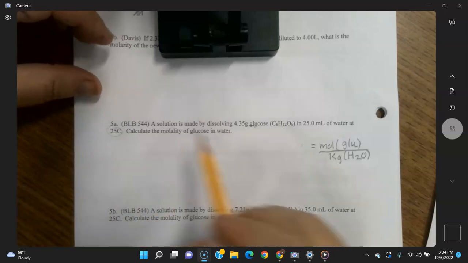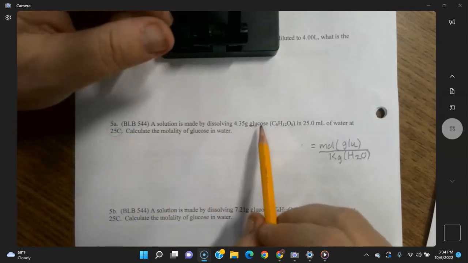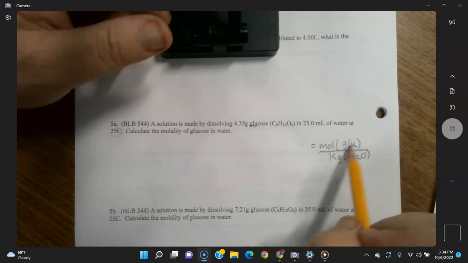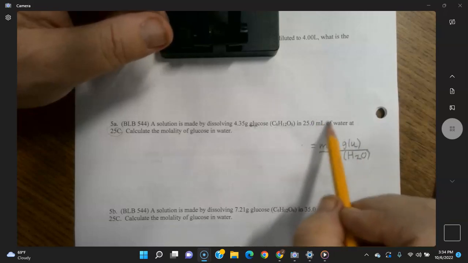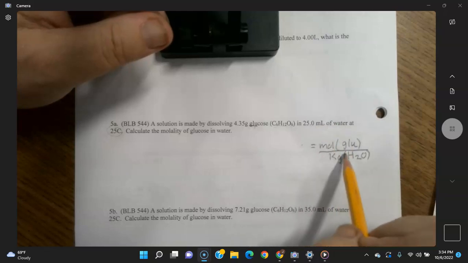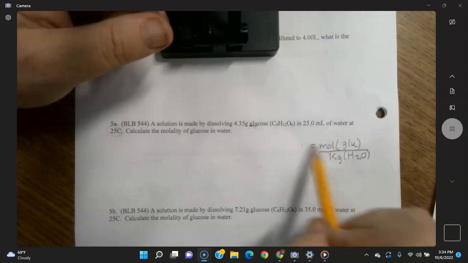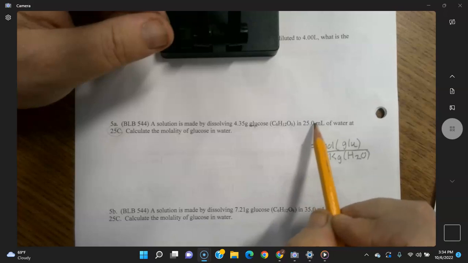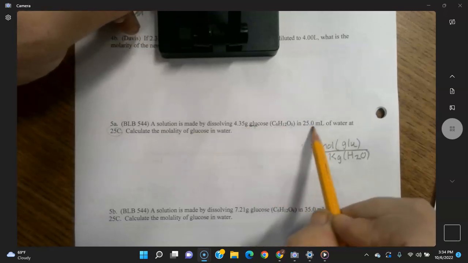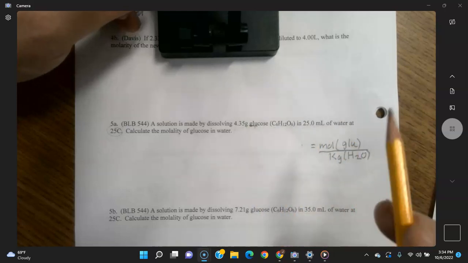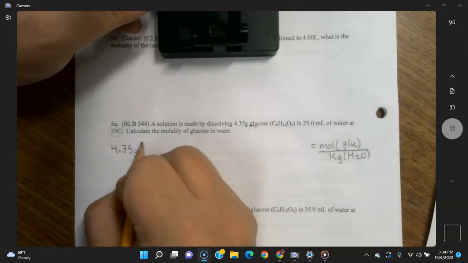So what we're going to do is, I see that if I have grams of glucose on the top, I can easily convert to moles of glucose using molar mass. And if I have milliliters of water on the bottom, then I can convert that to kilograms of water. So what am I going to do with these two numbers? This is where you have to develop just a little experience doing this. I'm going to put them one over the other. I'm going to put this one over this one.